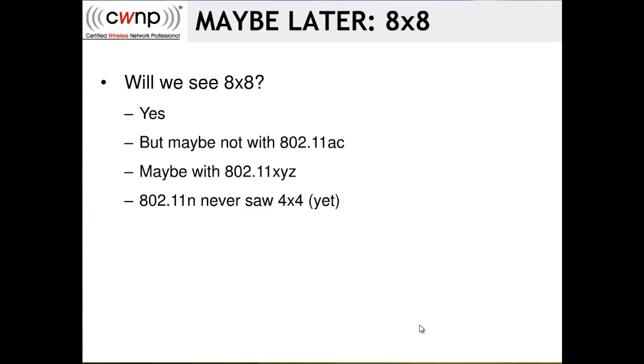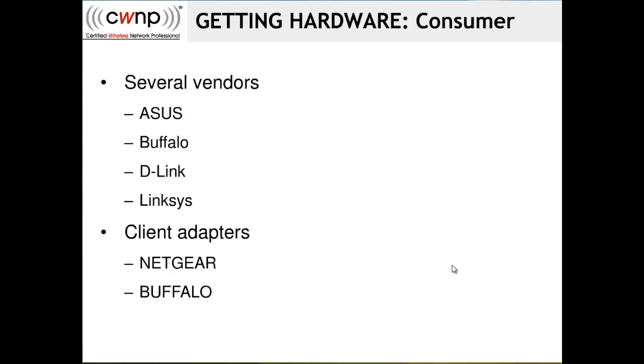Because as they always say with the stock market, past performance is not a predictor of future results. 802.11n, however, never saw it. I emphasize "yet" here, because maybe we'll see some 4x4 in the 2.4 gigahertz band with some of the new dual-band 802.11ac devices that come out. We'll have to wait and see. So, maybe later.